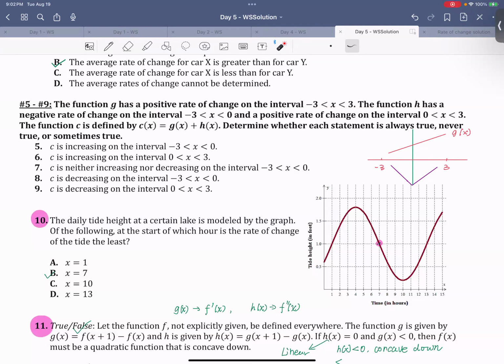Who figured out this question? Do you think this is a hard one?